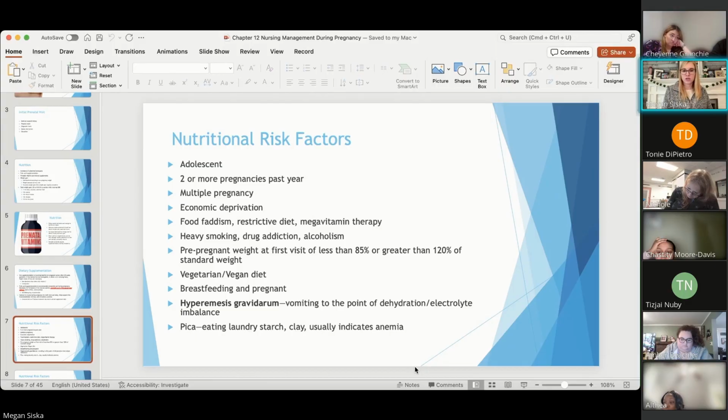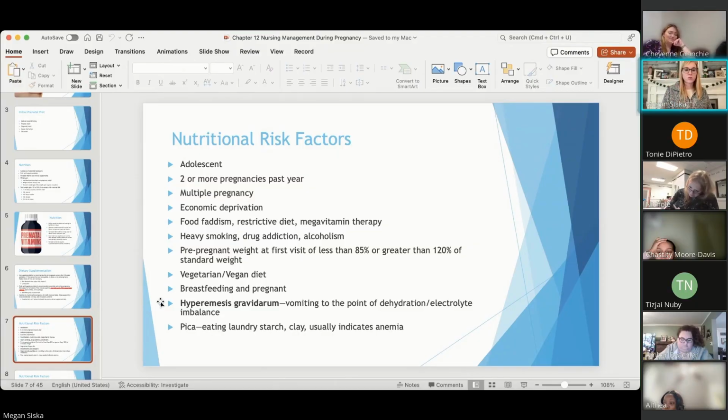Our patients who smoke heavily or use some type of substance or alcohol. We check their pre-pregnancy weight, certain diets like vegan and vegetarianism. Are they already breastfeeding another child and now they're pregnant? So that changes their nutritional needs.